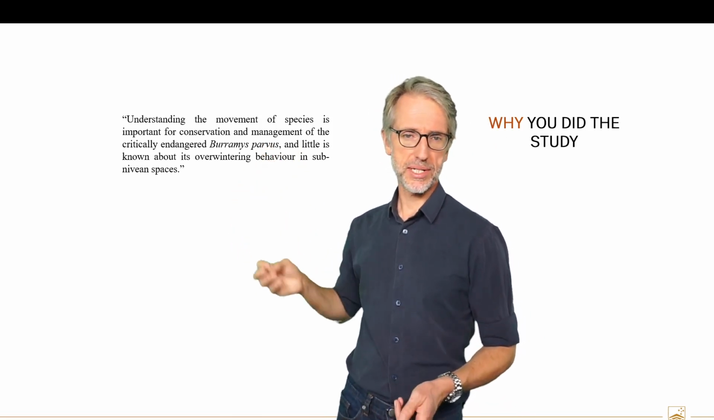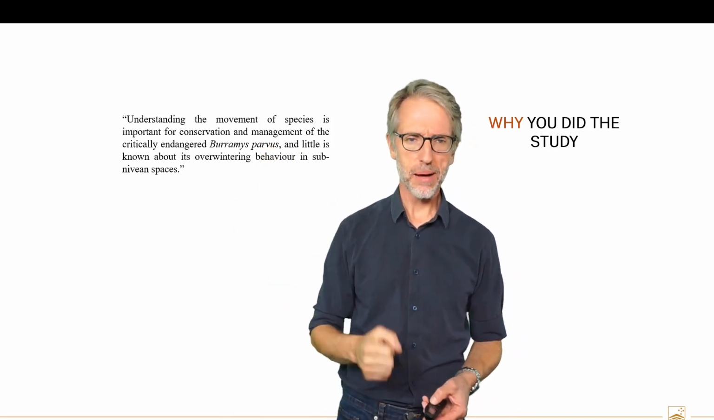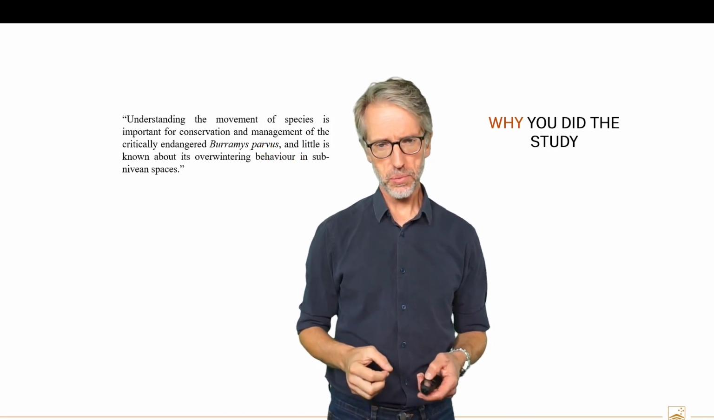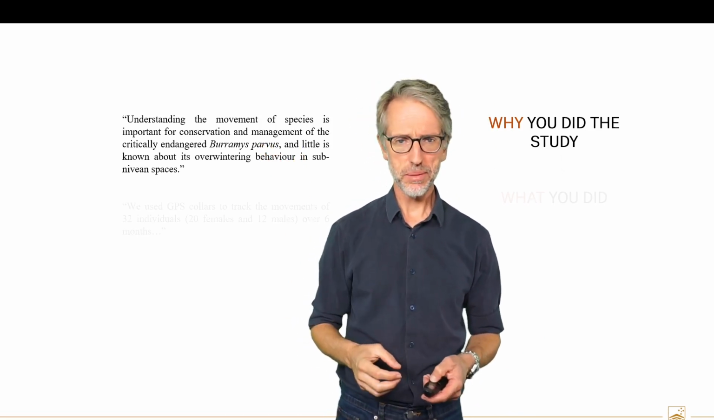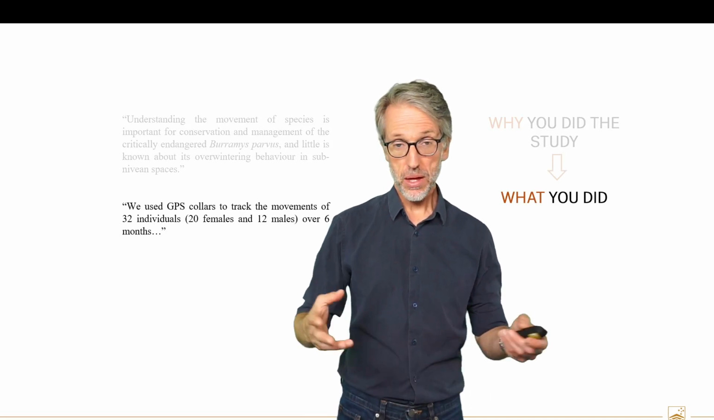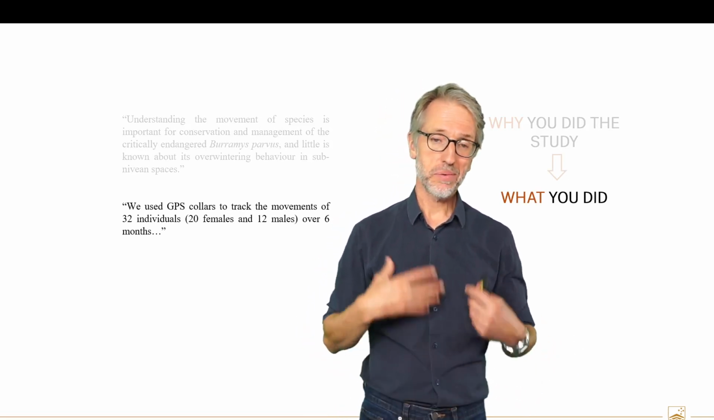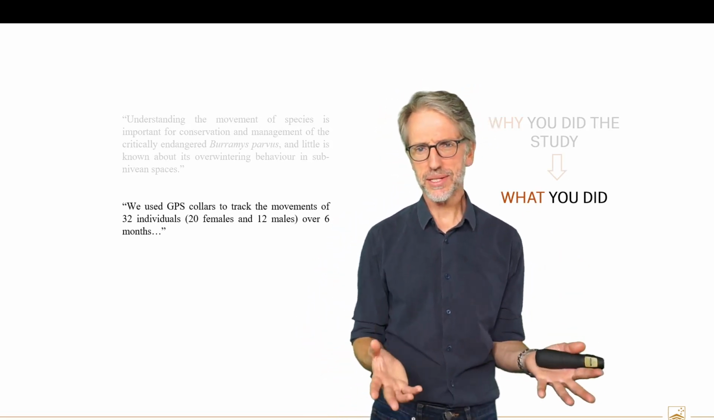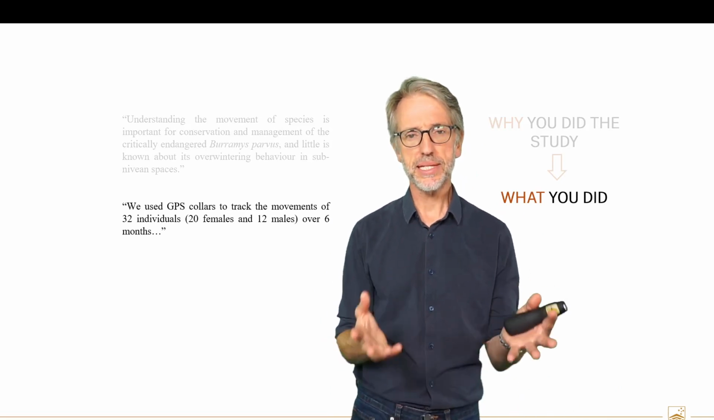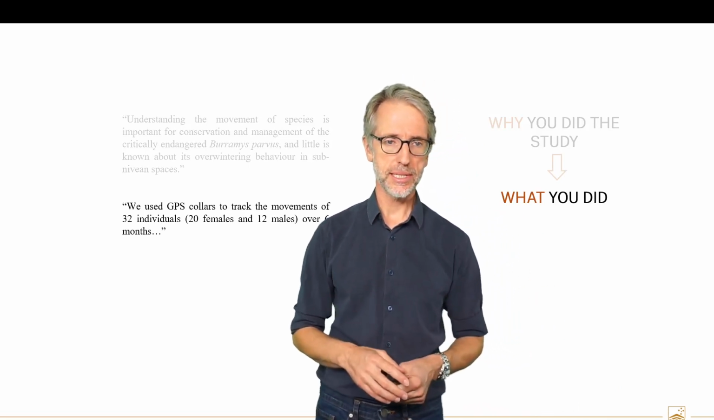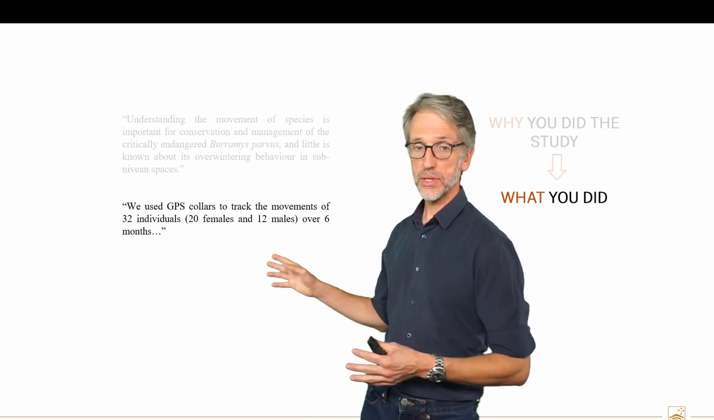We summarise it down to the broad nub. Well, we don't know anything about overwintering, and it's an important element of their life history. How did we do it? Well, we put little collars on these animals. Now, this is not something I actually did, right? But this is how work is conducted. We put collars on them to track them.